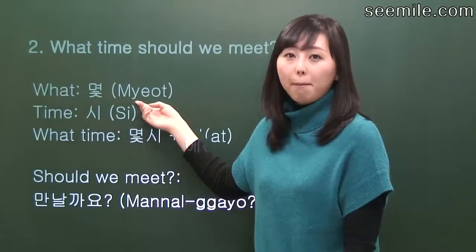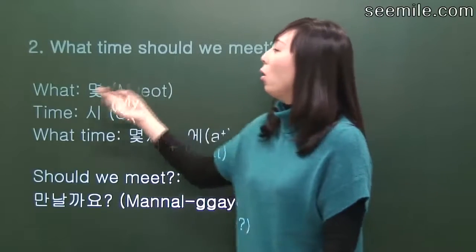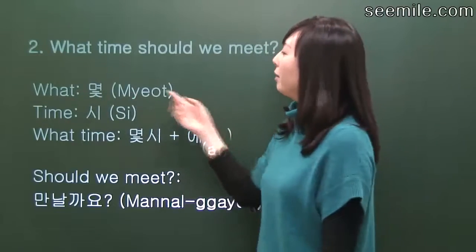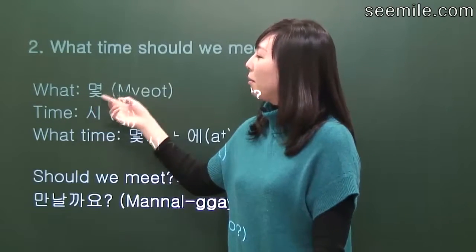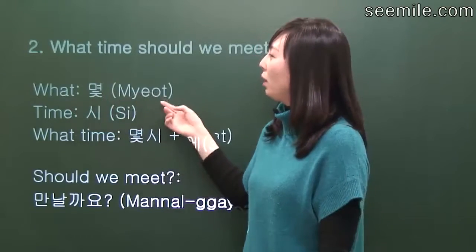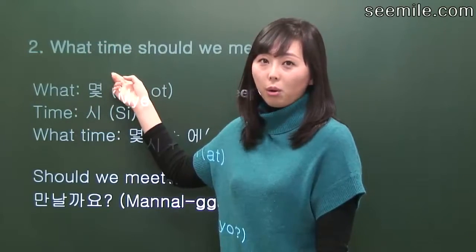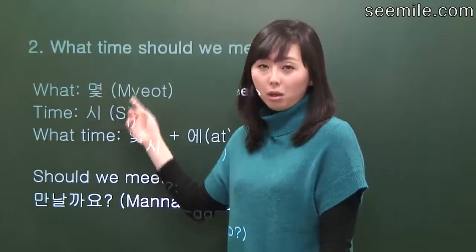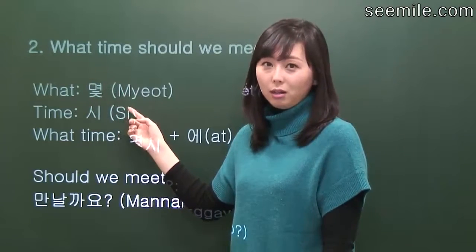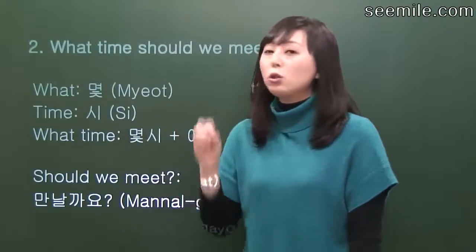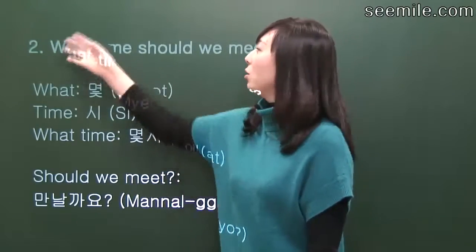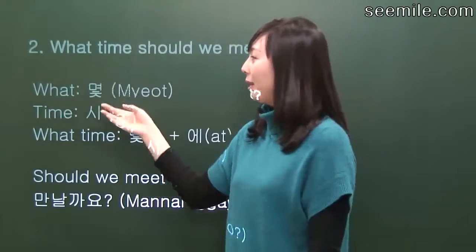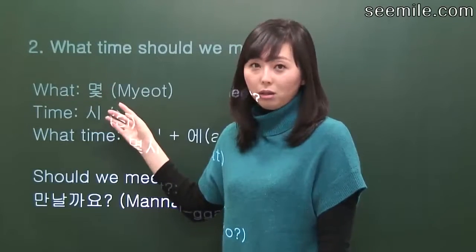몇. Why? Because what has three different ways to be used, but this what is 몇 because this is combined with time number. So in this case, what means 몇. Okay? You got it? So, when what is used with number, when they are together here, time, what is not 뭐. What means 몇. You got it?